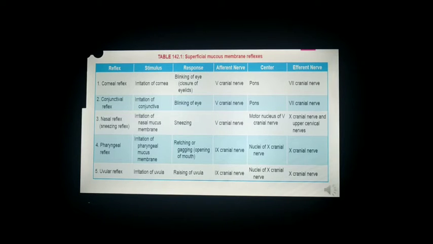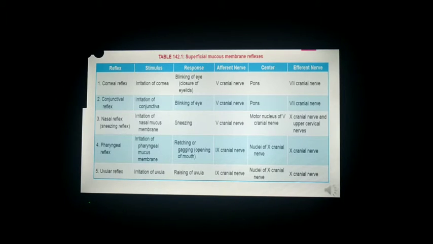Nasal reflex. The stimulus is irritation of the nasal mucous membrane. The response is sneezing. The fourth one is pharyngeal reflex. Irritation of the pharyngeal mucous membrane is a stimulus and the response is opening of mouth. Uvular reflex, irritation of uvula. The response is raising of uvula.